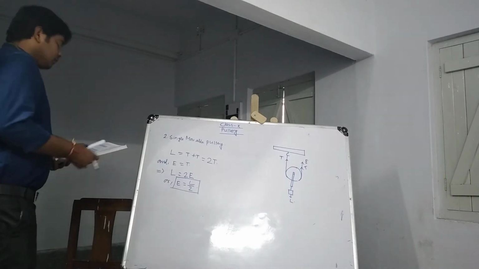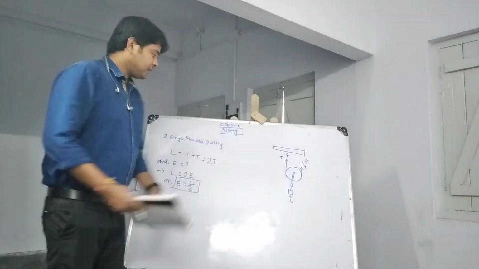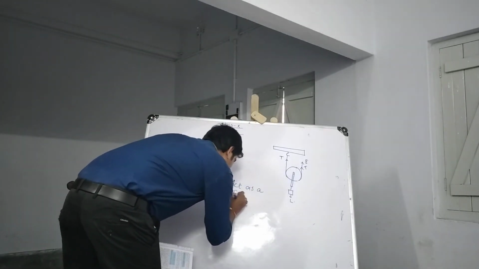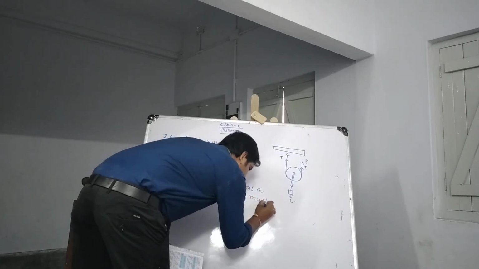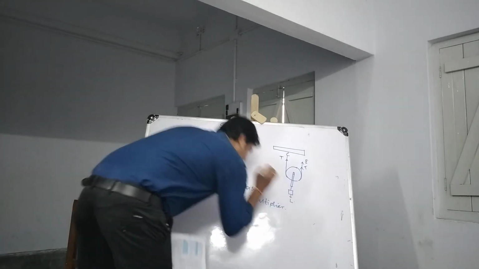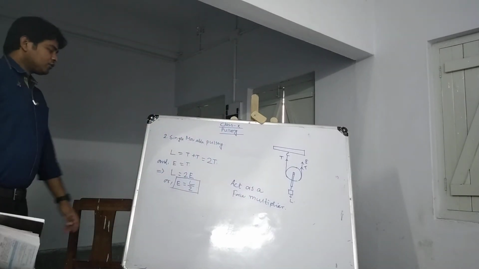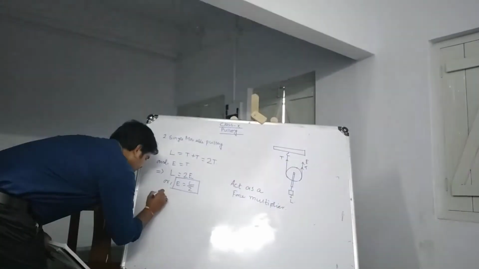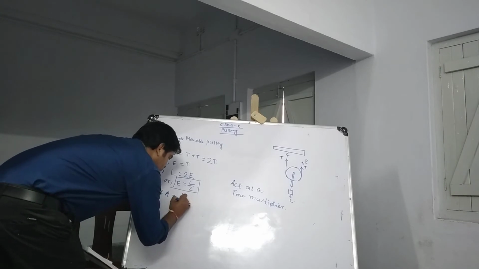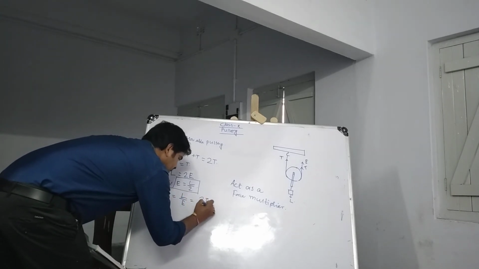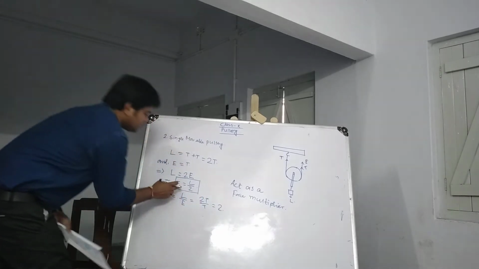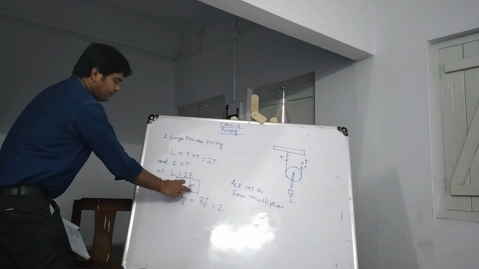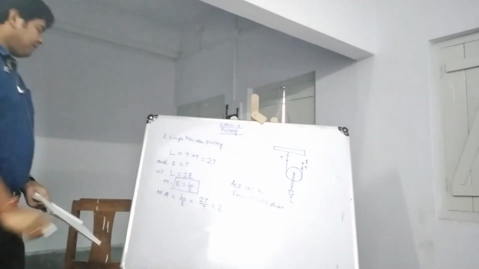Now, mechanical advantage. It will act as a force multiplier. Now we are going to calculate the mechanical advantage. Mechanical advantage is equal to load by effort, that is 2T by T, equal to 2. From this equation, load by effort is equal to 2. So the mechanical advantage is 2.